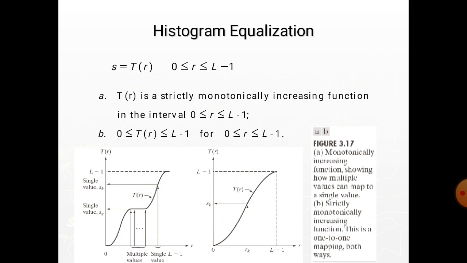The requirement, condition A, that T(r) be monotonically increasing, guarantees that output intensity values will never be less than corresponding input values. Condition B guarantees that the range of output intensities is the same as the input. So here it satisfies conditions A and B. Here we can see that it is possible for multiple values to map to a single value and still satisfy these two conditions, that is a monotonic transformation.